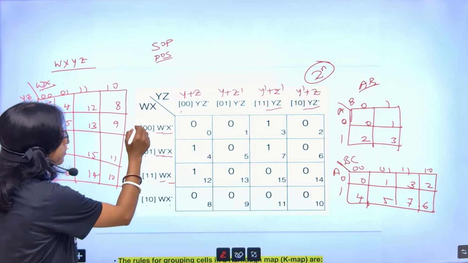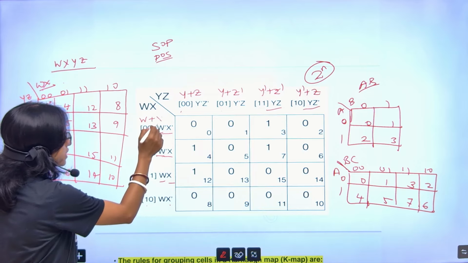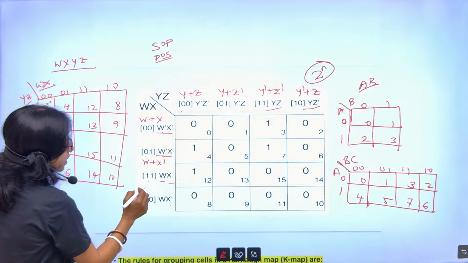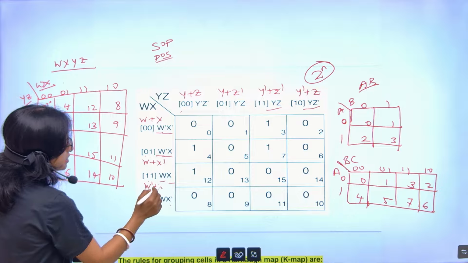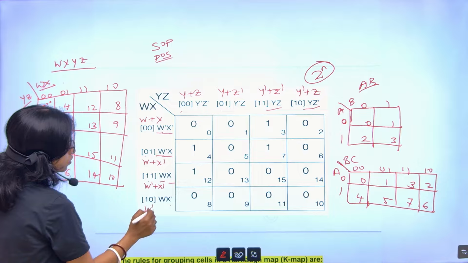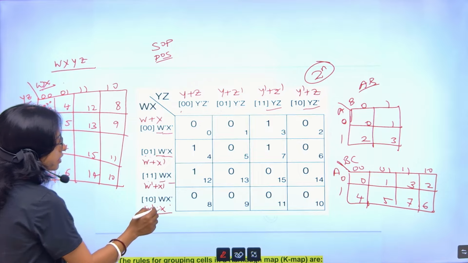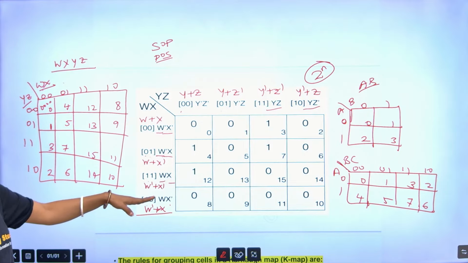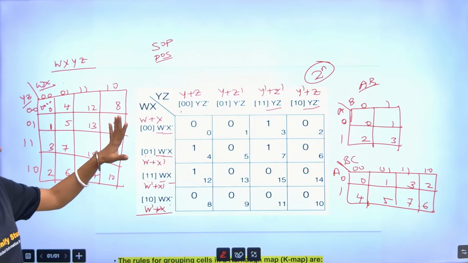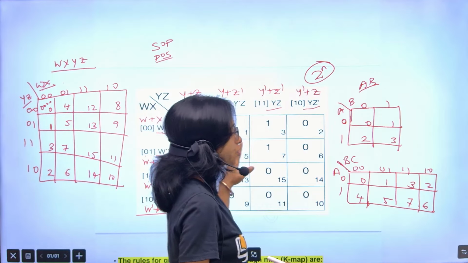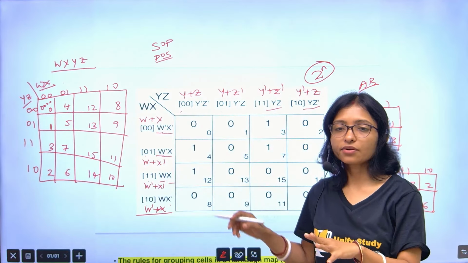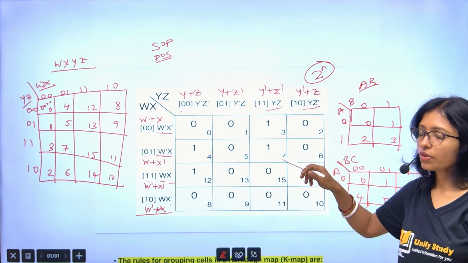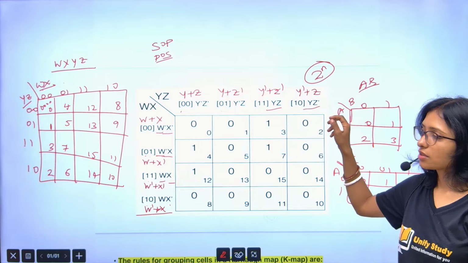Again, here it will be W plus X. This is W plus X bar. This one will be W bar plus X bar and this is W bar plus X. This way, at the time of POS, product of sum, it will change. This mapping should be clear. Then we can go ahead for the remaining process, that is how to plot the values. What is the meaning? This is clear.